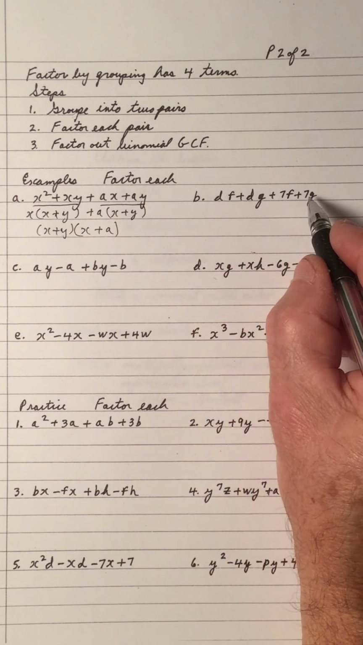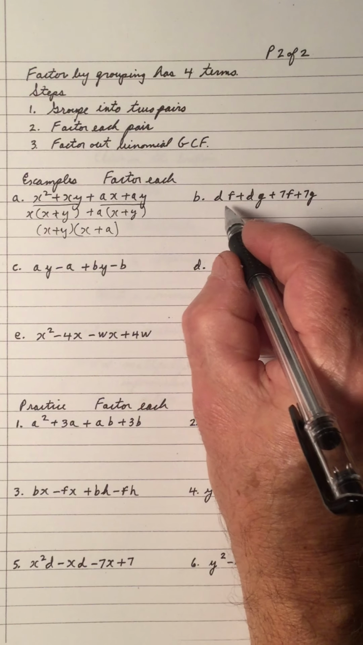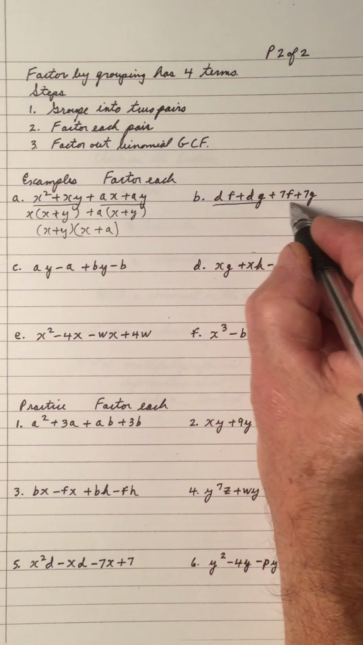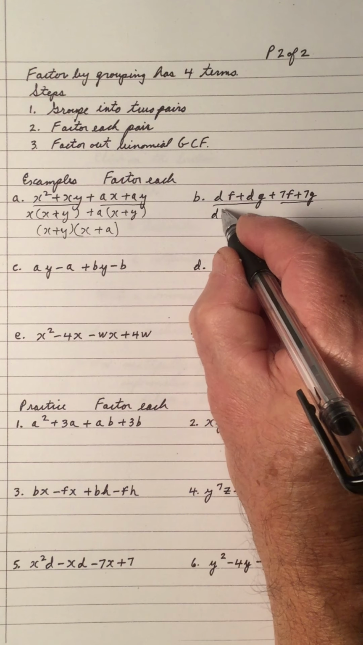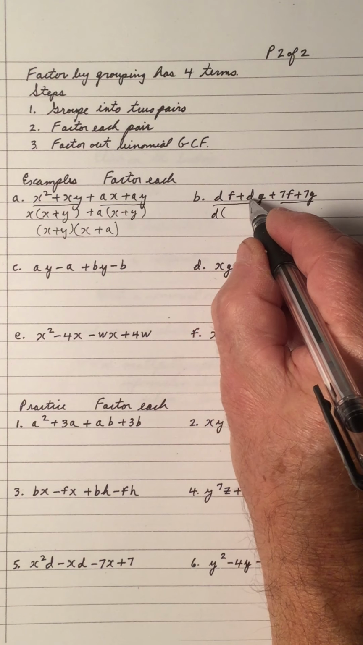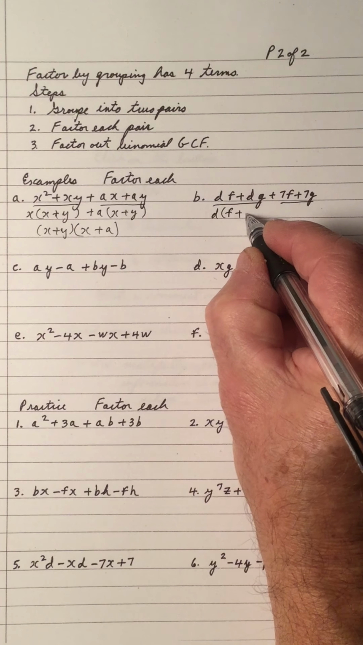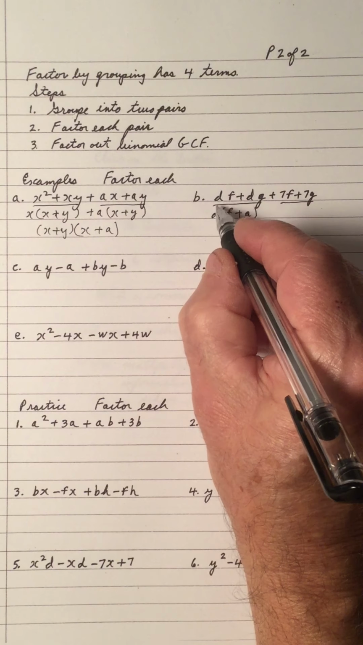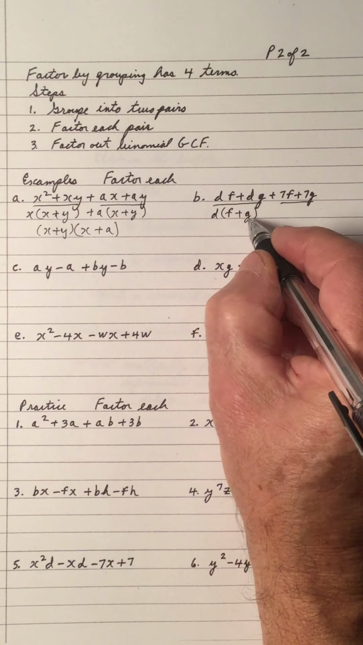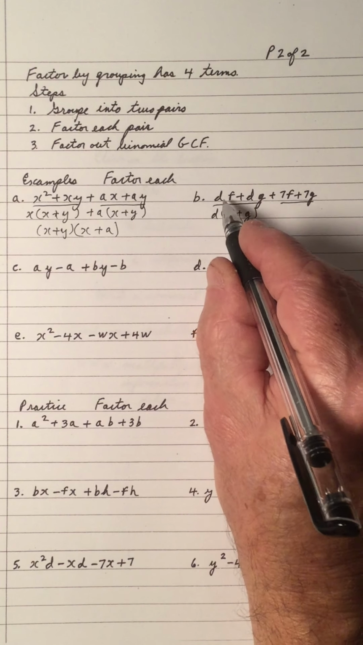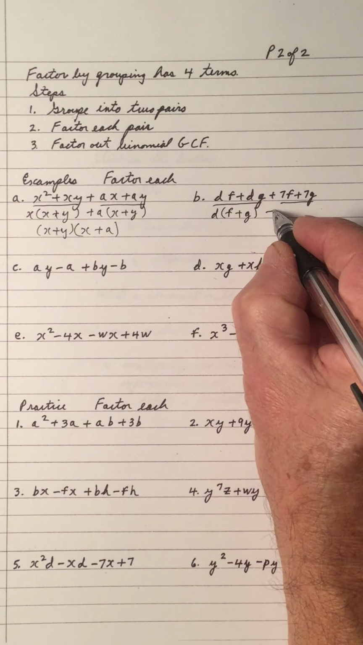Notice I have again 4 terms. There's no factor common to all 4 terms. So I split it up into the first 2 and the second 2. In the first 2 I see a d that's common. So I factor out the d. So I get f plus g. D divided into df is f. D divided into dg is g. Multiply back. D times f, df, d times g. Correct. I have a plus here, so I put down a plus.